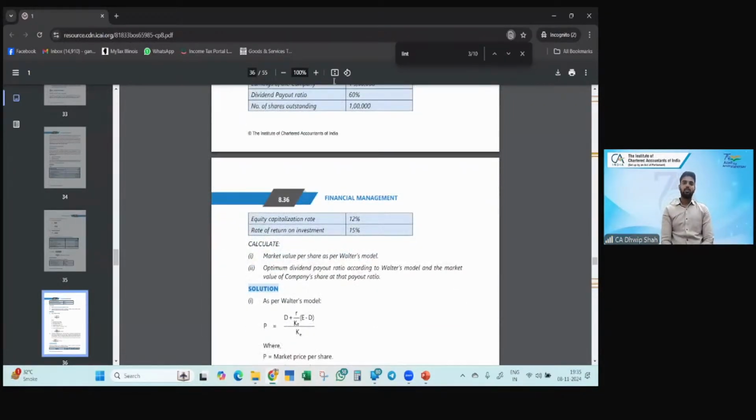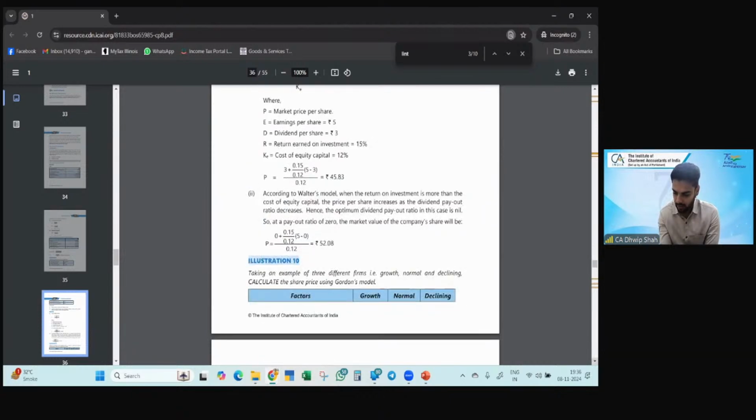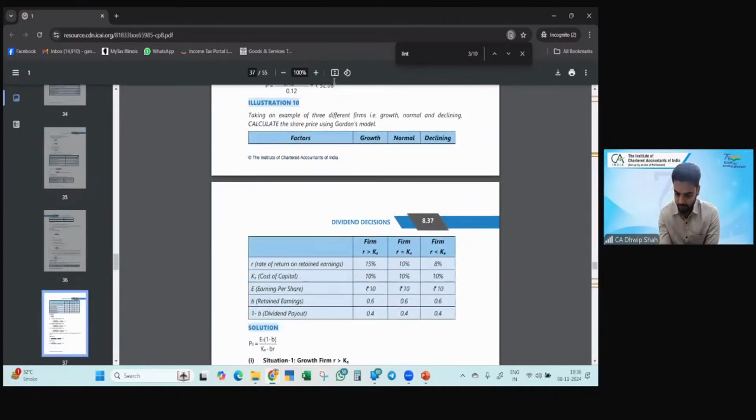Any doubts? So as and when we are solving more and more questions, your concepts are getting more and more clear. And practice is the only solution in all the practical subjects. The more you practice, the more you solve by yourself, concepts would get clear. Okay? Now let's take illustration number 10.